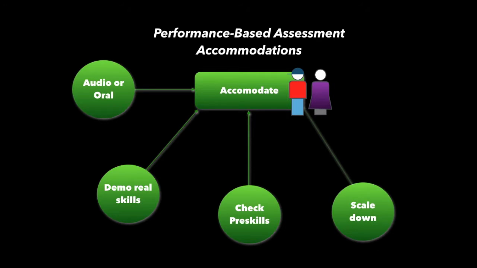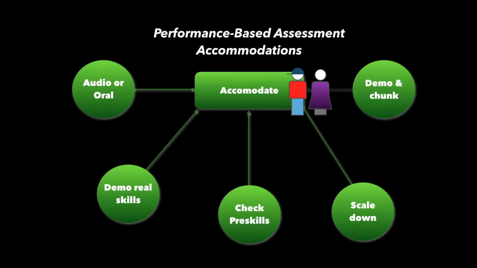Another one is a scale down. Now this would be based on an IEP, so that is an important point right there. We want to take a look at the IEP and say, okay, let's scale this down a little bit for the student, maybe pull back a little. And if it affects their assessment too much, we may not be able to, but there are often times when they can. And finally, another accommodation that works well is to demonstrate what you expect and what you're looking for, and then chunk that out.